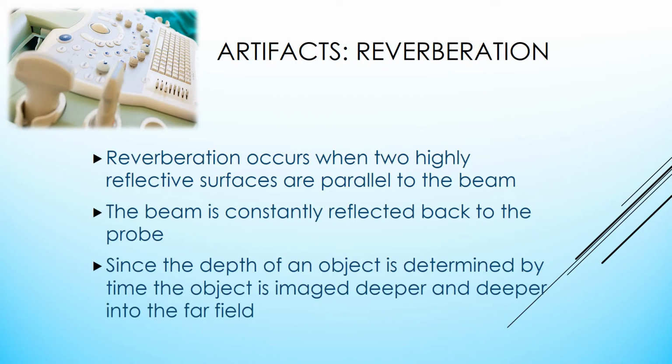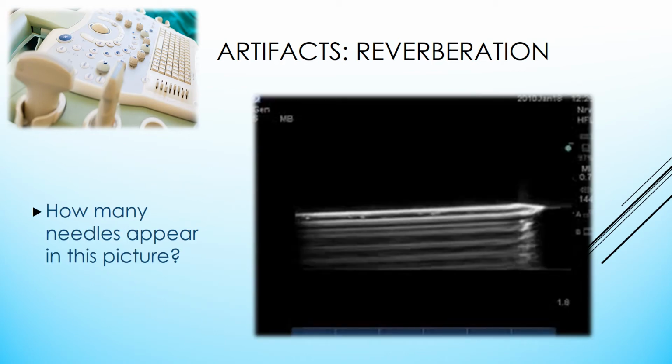Reverberation. Reverberation occurs when two highly reflective surfaces are parallel to the beam. The beam is constantly reflected back to the probe. Since the depth of an object is determined by the time, the object is imaged deeper and deeper into the far field. So the object on the top is the correct object. Now with reverberation, we see multiple needles here. So frequently reverberation is caused by a needle because it bounces off of first the uppermost part of the needle and then the bottom part of the lumen of the needle.